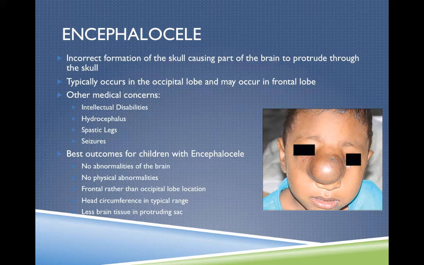The best outcomes for children with encephalocele would be that they have no abnormalities of the brain, no physical abnormalities, and it is frontal rather than occipital lobe location. The head circumference is in typical range, and there is less brain tissue in the protruding sac.